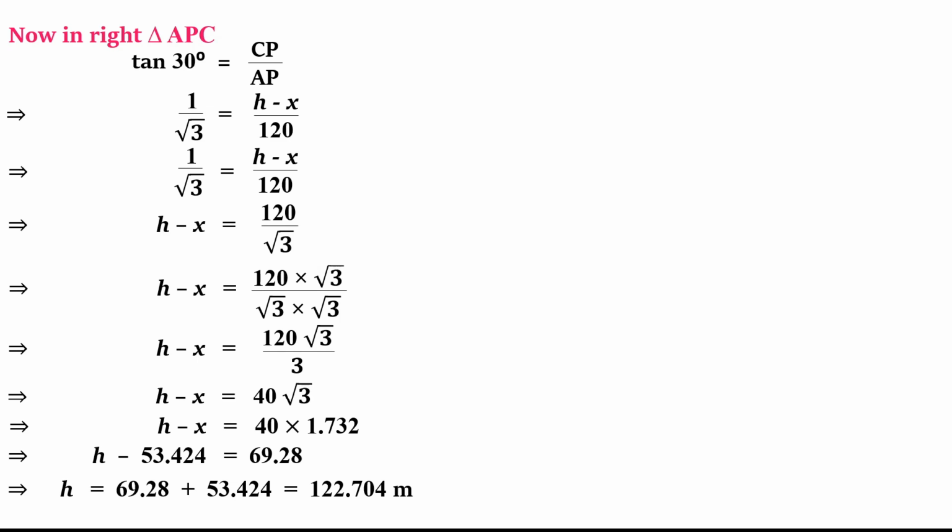So h is equal to 69.28 plus 53.424. So here I get the answer as 122.704. This answer also should be correct to 3 significant figures, and the 3 is only 122. But we will look at the fourth figure. Fourth figure is more than 5, so we will add 1 to the last digit 2. So it becomes 123 meter. So this is correct to 3 significant figures. So here we come to the end of this question.